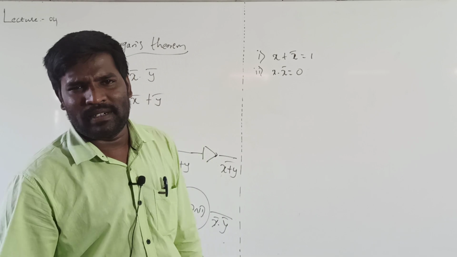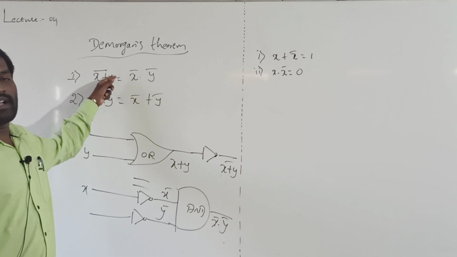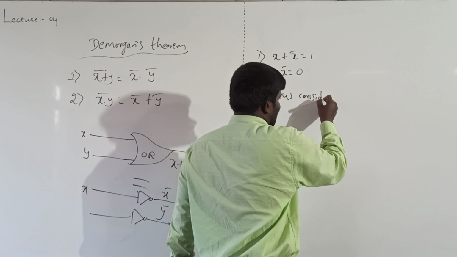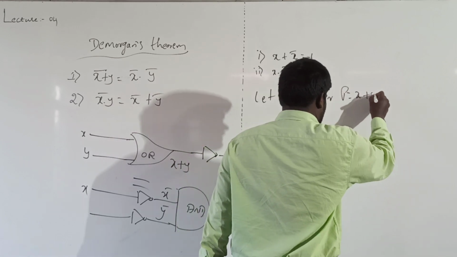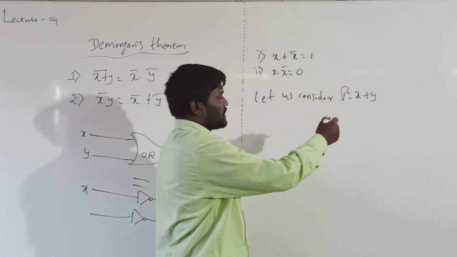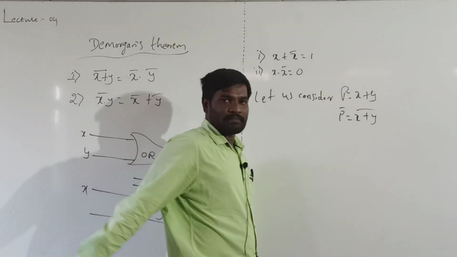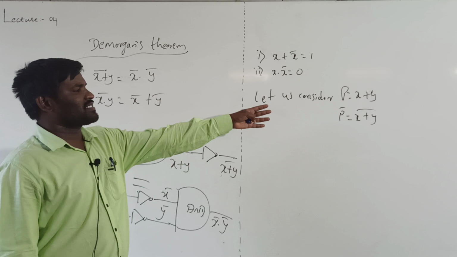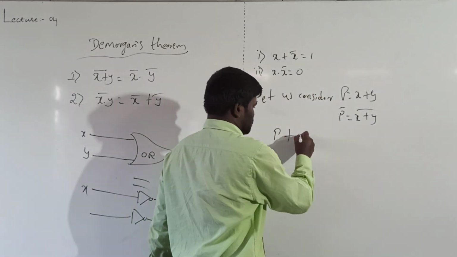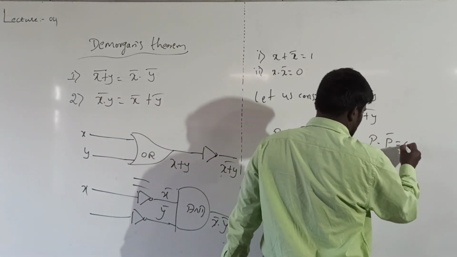With the help of complementary laws, we can solve De Morgan's theorems. See here, (x plus y) whole bar is there. So let us consider p is equal to x plus y. If p is equal to x plus y, then p bar is equal to (x plus y) whole bar. Now I can apply the complementary laws for this p. It becomes p plus p bar is equal to 1 and p into p bar is equal to 0.